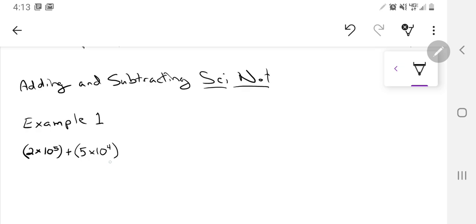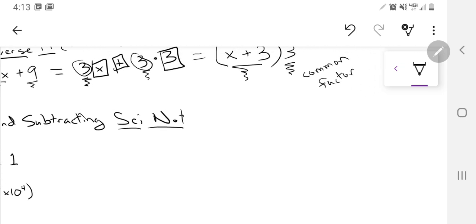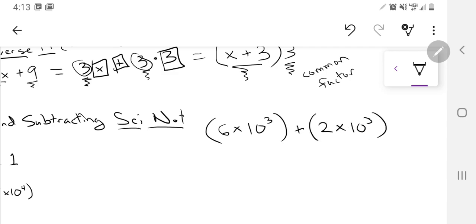I think what we need is just a little preview here. All right, I'm going to go over here. You can write a little in the margins of your paper. All right, if I have, let's say, 6 times 10 to the third plus 2 times 10 to the third. I should have started with this instead of that first example. So this is like the preview to example 1.